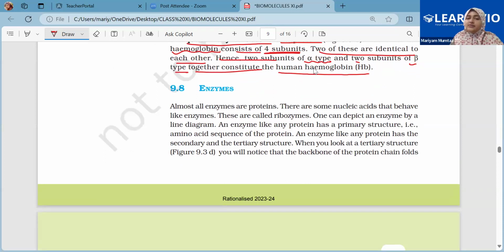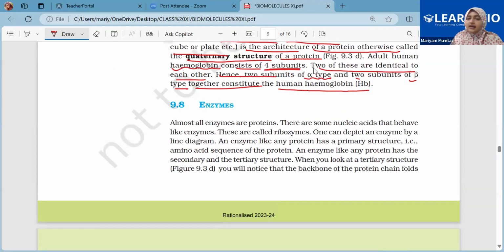Almost all enzymes are proteins. There are some nucleic acids that behave like enzymes. These are known as ribozymes. One can depict an enzyme by a line diagram. An enzyme, like any protein, has a primary structure, that is the amino acid sequence of the protein. An enzyme, like any protein, has the secondary and the tertiary structure.